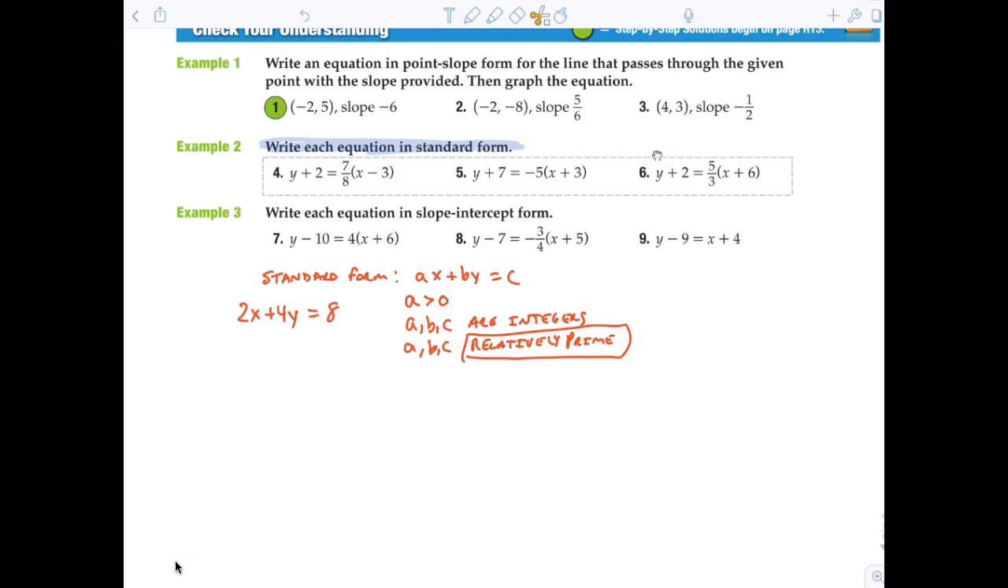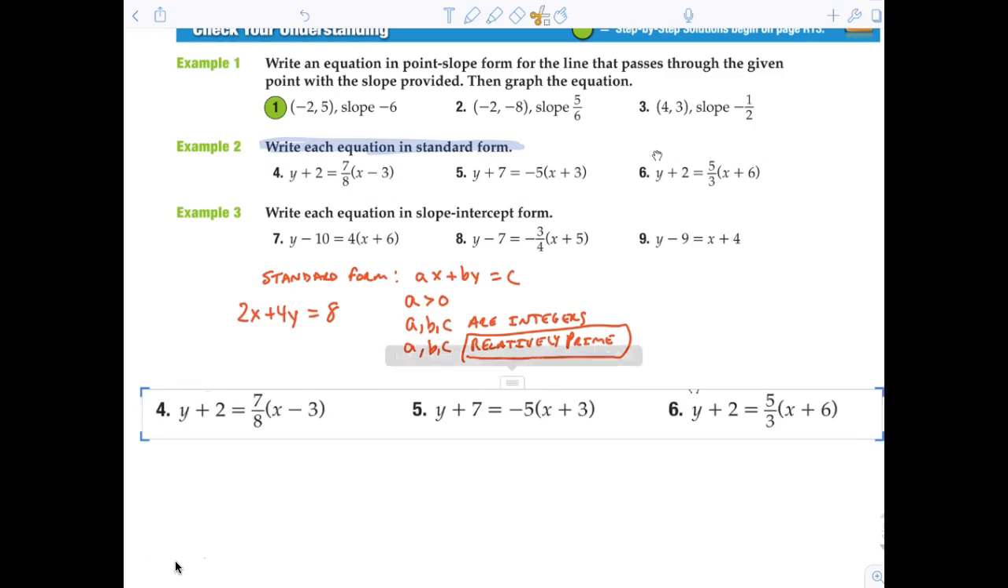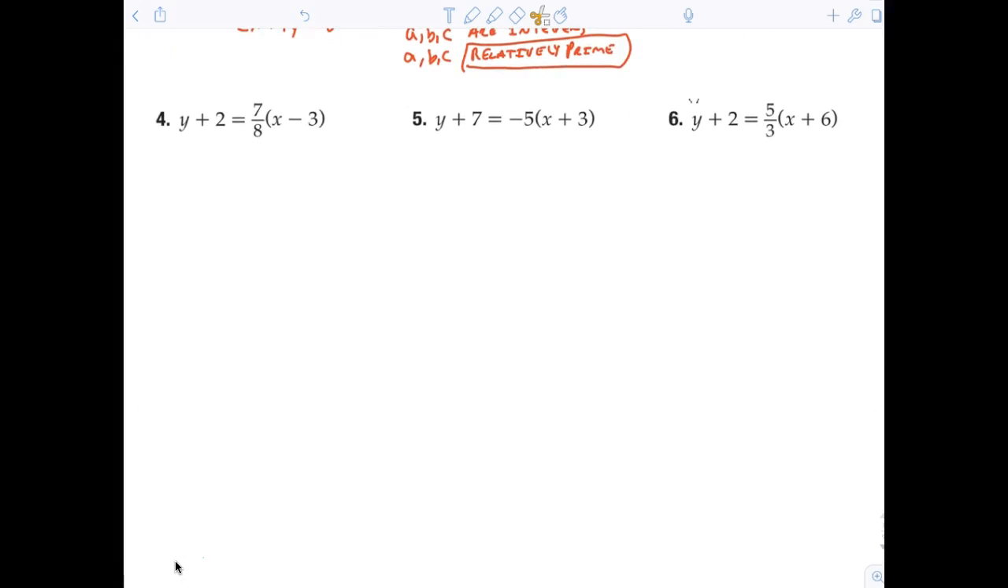So I'm going to copy them real quick. I'm going to put it right down here. That's why I gave you this room. And we're going to do that. Now, I'm going to do number 5 first because the fractions are harder. All right, I just want to give you a good idea of what we're doing. Everybody look up. Y plus 7 equals negative 5x minus 15. What did I do there? All I did was distribute it. Exactly.